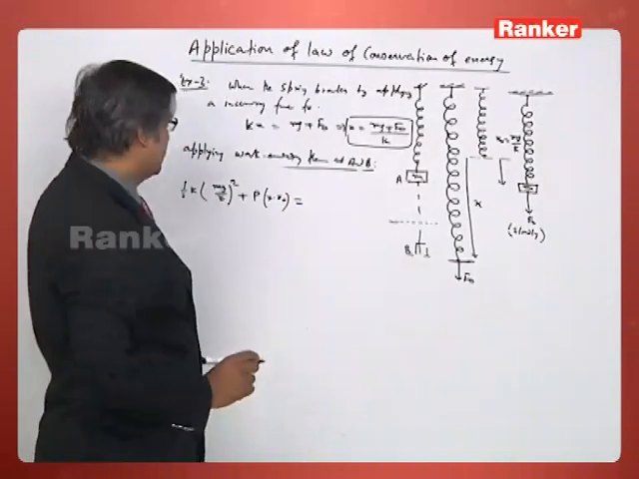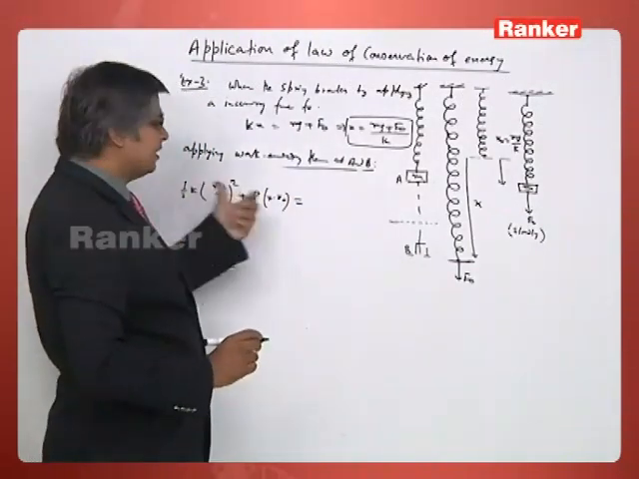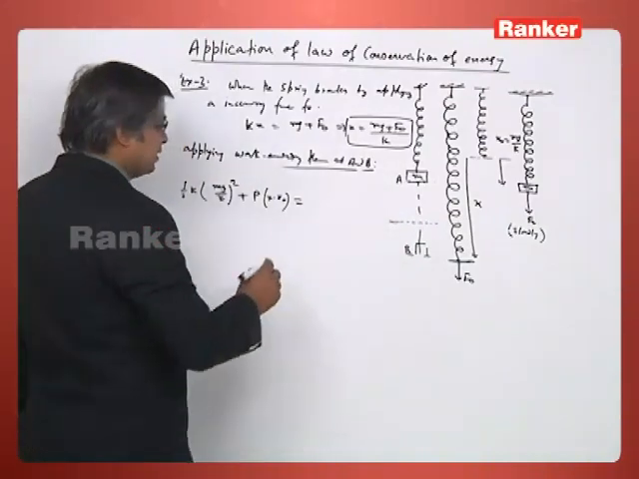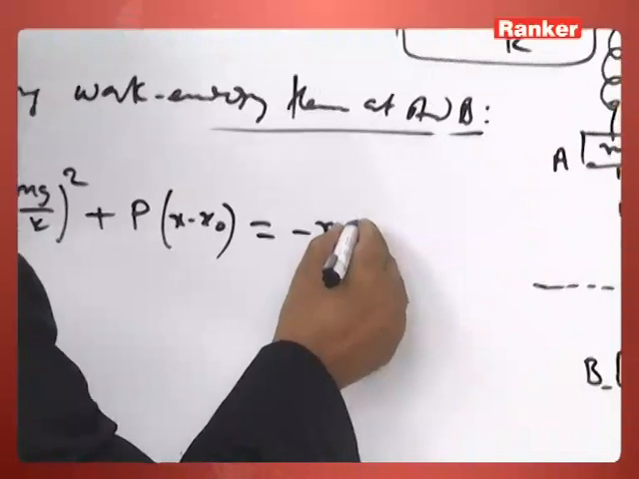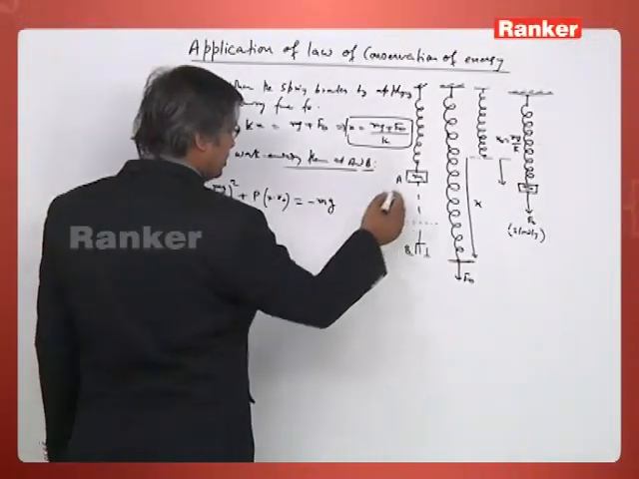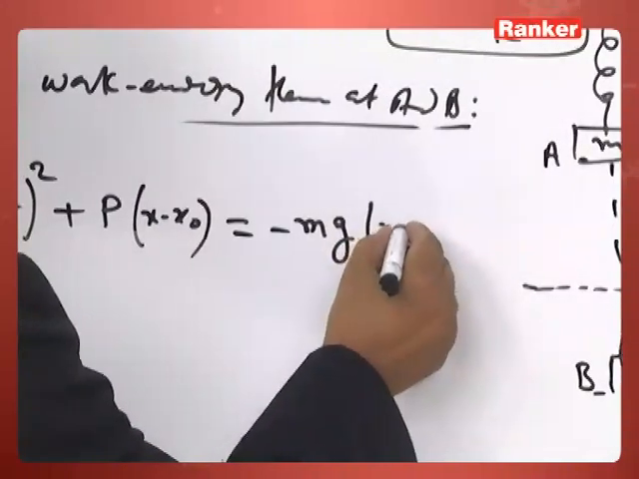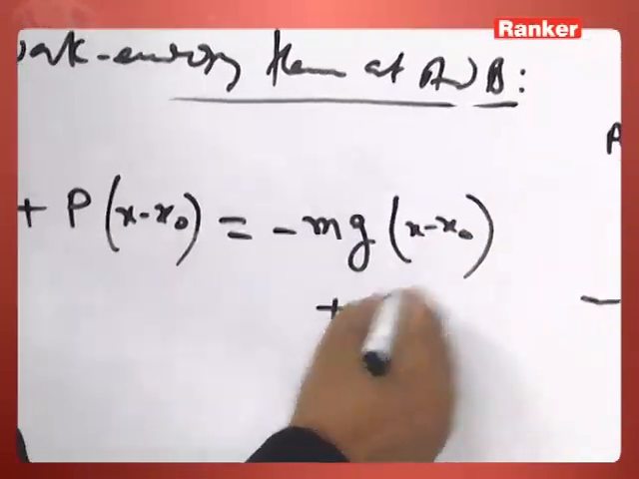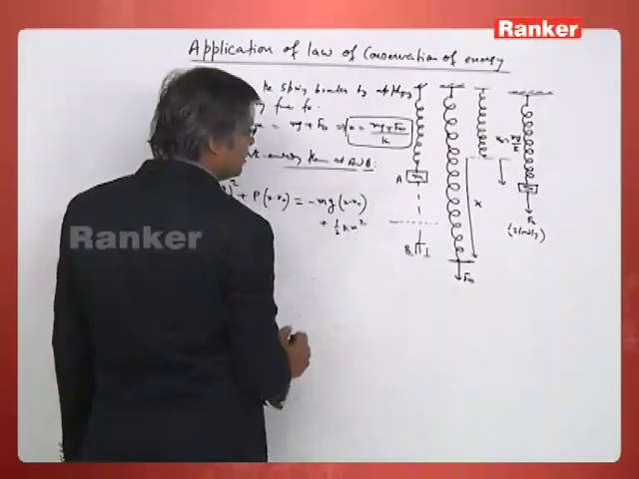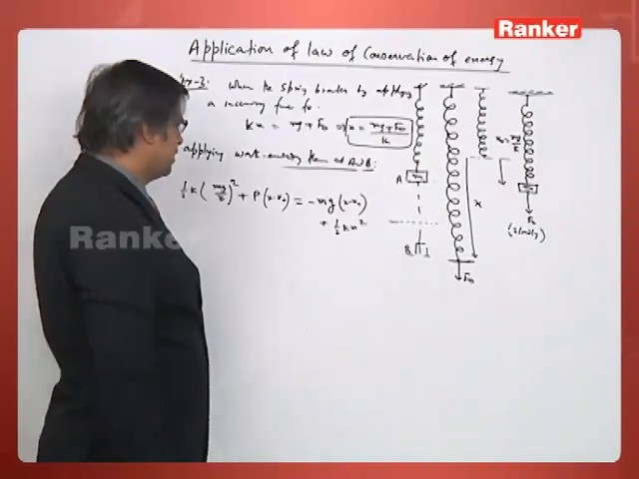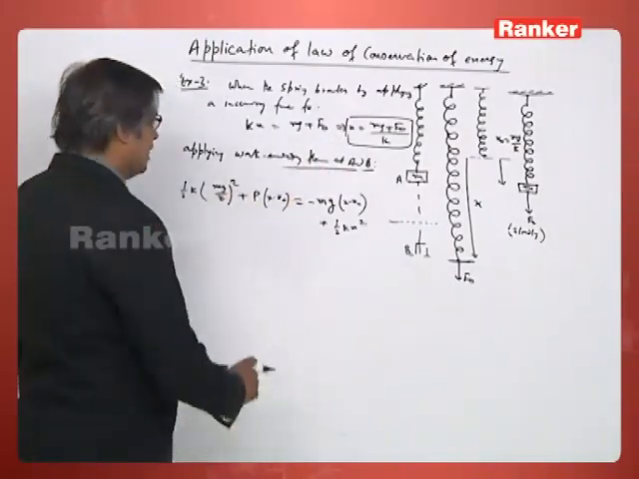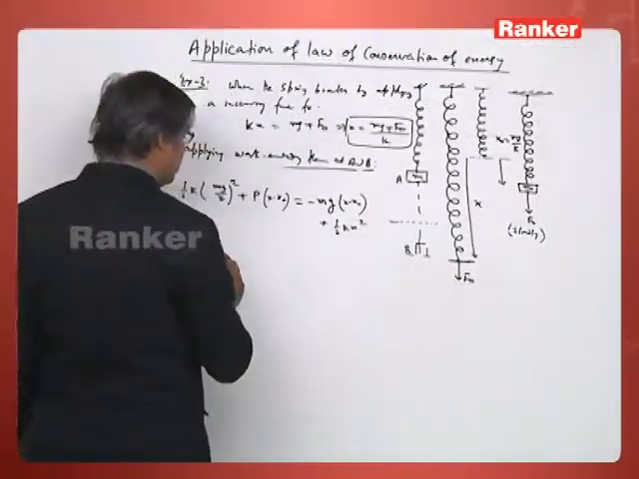That is, and there was no initial kinetic energy and there is no final kinetic energy. But there is a loss in potential energy, that is minus mg. This is loss in potential energy minus mg. This distance is x minus x naught. And then there is a potential energy half kx square. So I have to calculate the value of P, and I know the value of x also and x naught also.